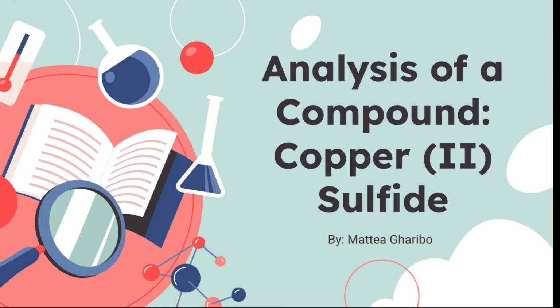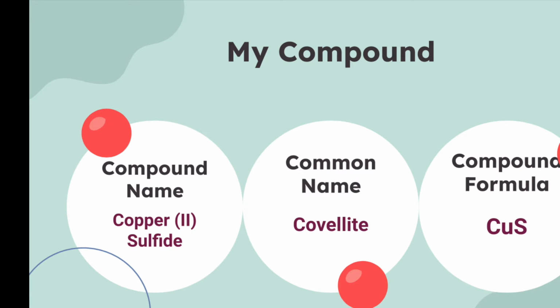Analysis of a compound, copper 2 sulfide. My compound's name is copper 2 sulfide. A common name that is used is covellite, and my compound formula is CuS.